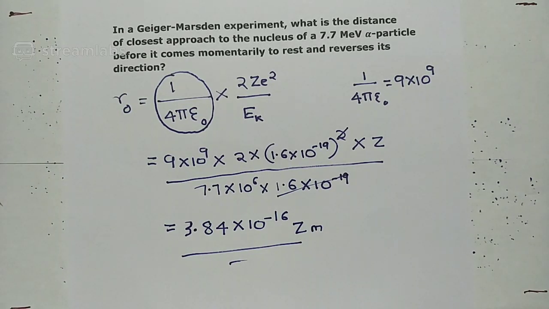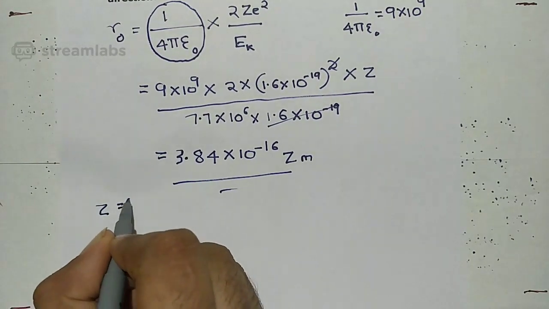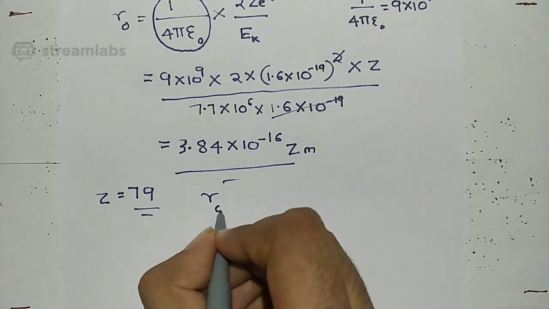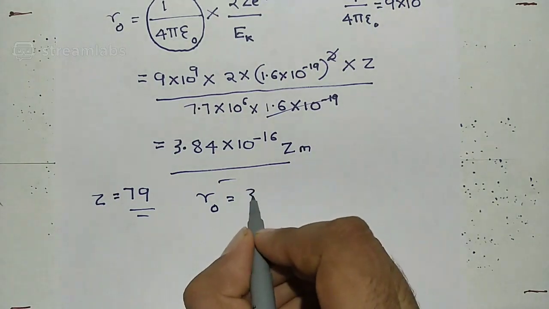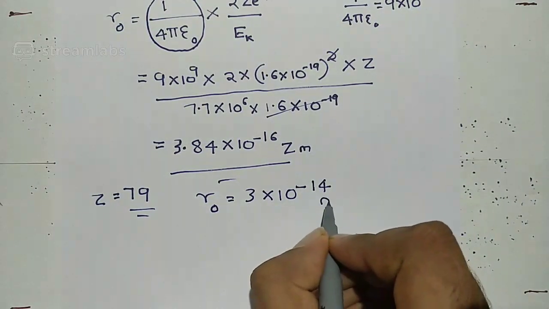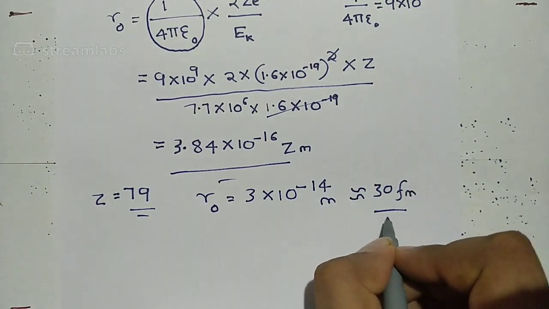So if you continue in this problem, that is if you take gold, then for gold Z is equal to 79. So then R naught becomes 3.84 into 79. That will come approximately 3 into 10 to the power minus 14 meter, or approximately equal to 30 Fermi.